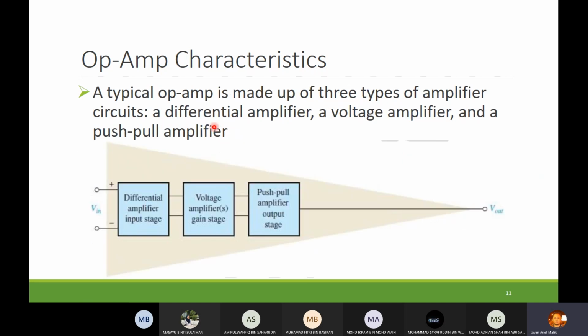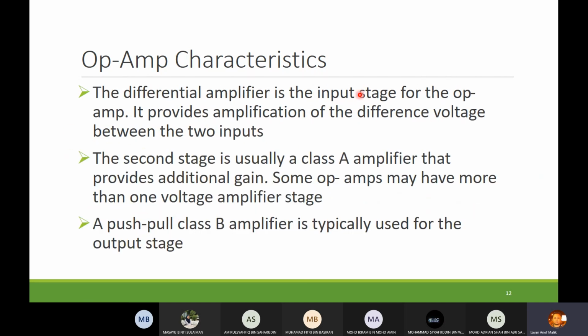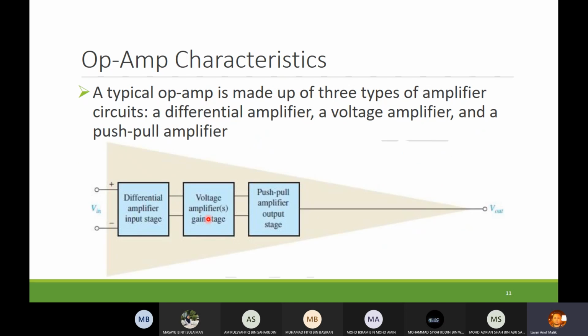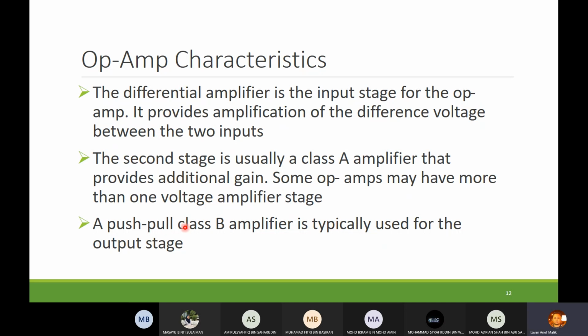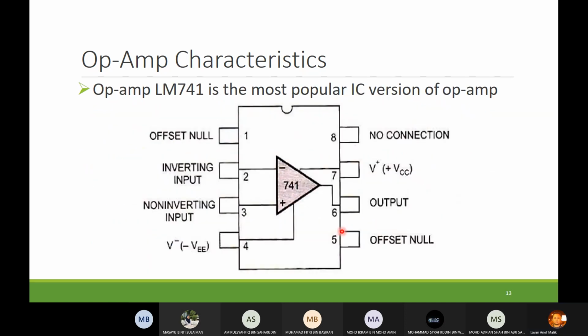The differential amplifier, which is this one, okay, the input stage ni, is the input stage for the op-amp which provides amplification of the difference voltage between the two inputs, the non-inverting dengan inverting input tadi. The second stage is usually a class A amplifier that provides additional gain, where some op-amps may have more than one voltage amplifier stage. So yang part ini depends, ada op-amp yang ada more than one. A push-pull class B amplifier is typically used for the output stage. Okay, so yang the last one, this one, push-pull.